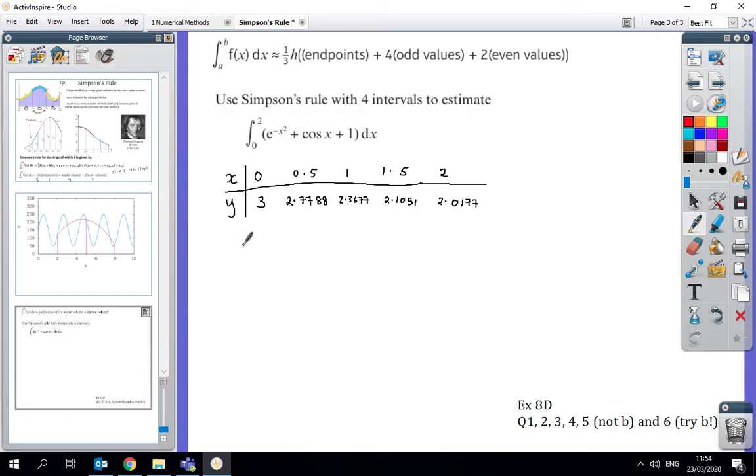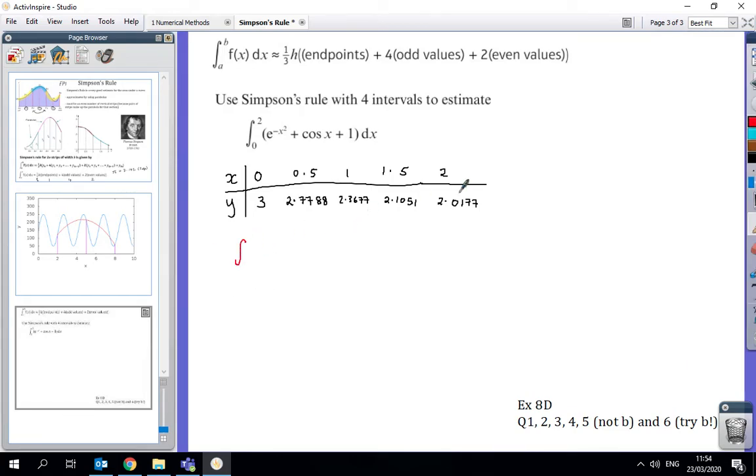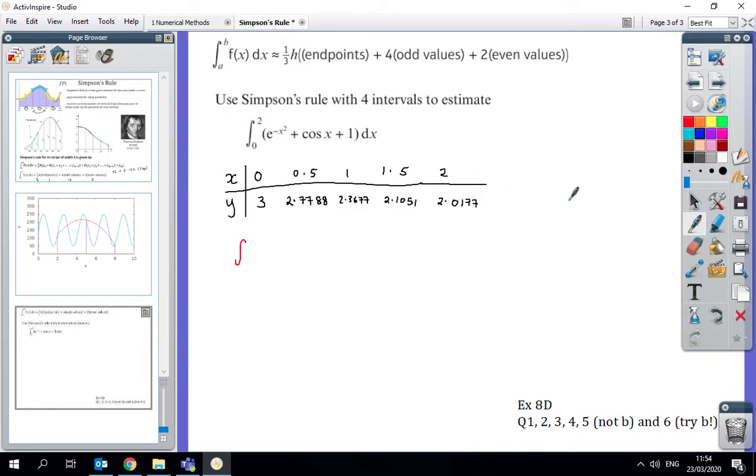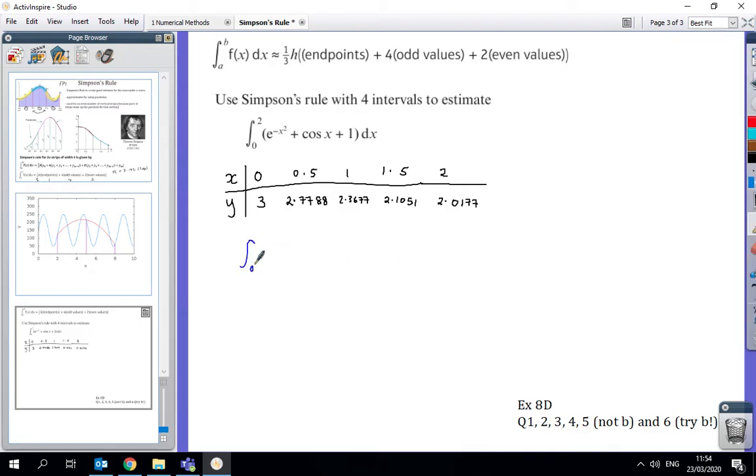Okay, so let's just remind ourselves about how we're going to use this formula. We know then that the approximation of the integral, why have they gone for red? I don't want red. Let's just erase this for a second. Okay, I'm going to integrate between 0 and 2 of my f of x dx, I couldn't be bothered to write that out again, is just going to be a third multiplied by the height. Now the height in this case is 0.5, and we're going to multiply that by the endpoints, which are these two. So that's 3 plus 2.0177 plus 4 multiplied by the odd values, which are these ones here.